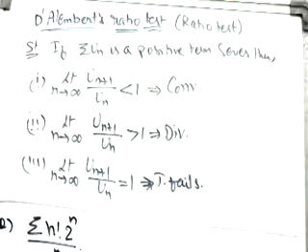And there is one more test, Raabe's test. We will discuss that in the next class, inshallah. So if the test fails, either we go to the previous methods, comparison test or p-test, or Raabe's test or some other test. Let me revise once more: less than 1 convergent, greater than 1 divergent, equals 1 test fails.